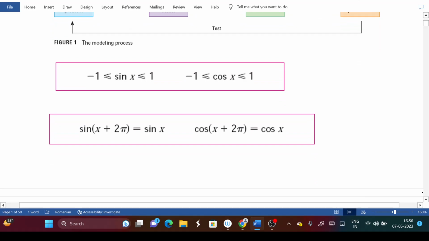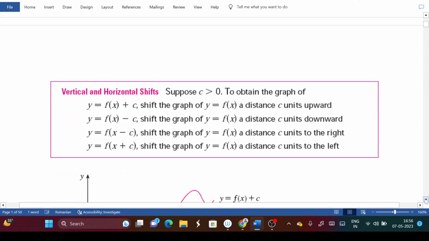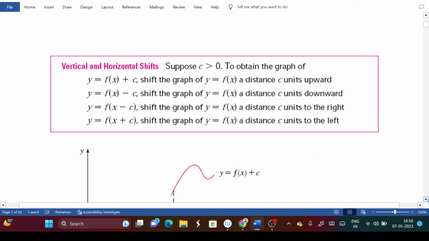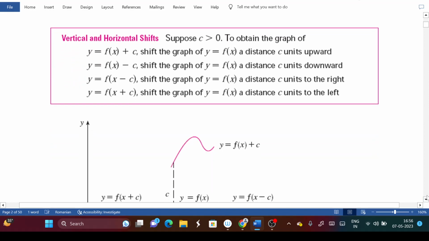Now, we always know that sine and cosine function values lie between -1 and +1, and they are periodic functions of period 2 pi. Now these are some of the function properties. I have already made a video regarding this in detail, but today we will have a quick revision.